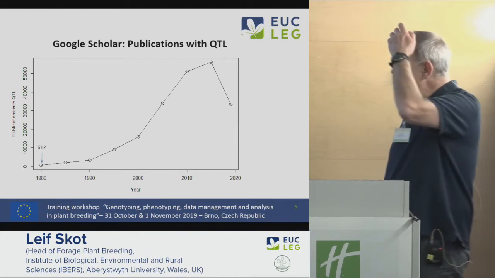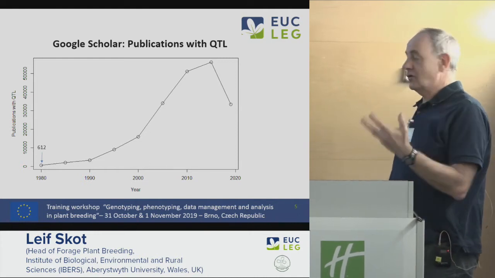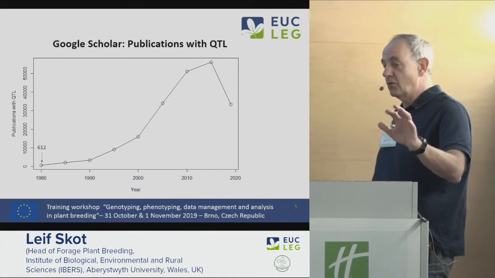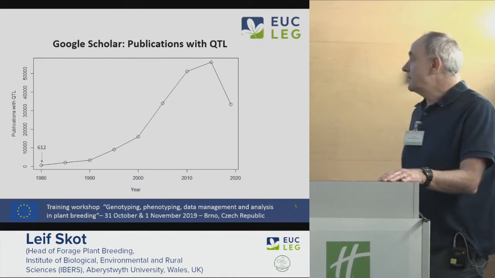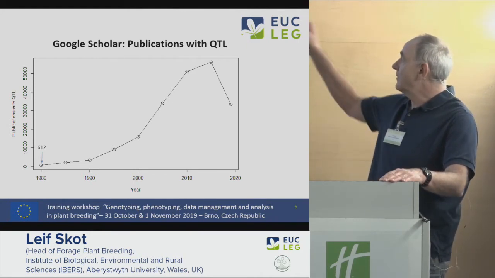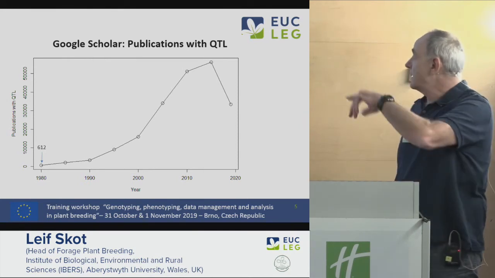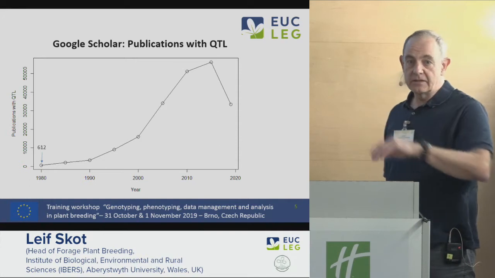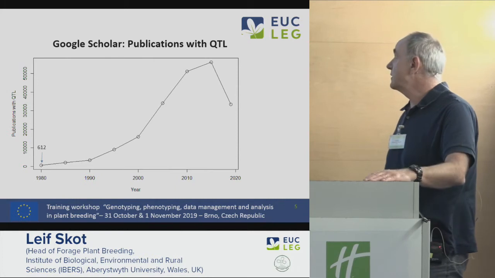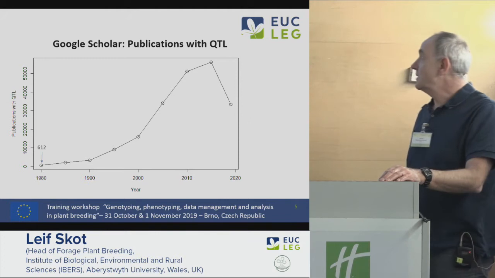So this is a little overview. I just took all publications, not just plants, but everything from Google Scholar that had the word QTL in it. It started with 612 publications in 1980, and then in 5-year periods it escalated to over 50,000. It has dropped back a little bit, but that may be because we only got 4 years of data in the last 5-year period there. So yes, there's a lot of literature on QTLs out there.